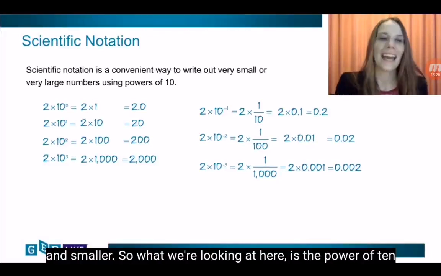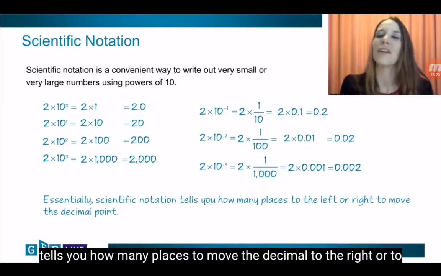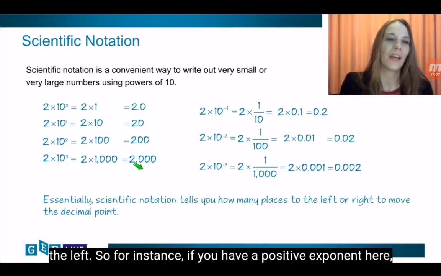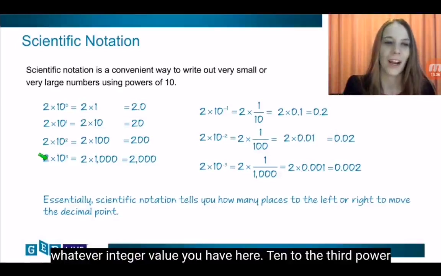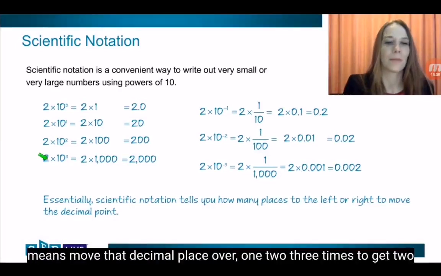So what we're looking at here is the power of 10 tells you how many places to move the decimal to the right or to the left. For instance, if you have a positive exponent here, you would put that decimal right after, of course, whatever integer value you have here. 10 to the 3rd power means move that decimal place over 1, 2, 3 times to get 2,000.